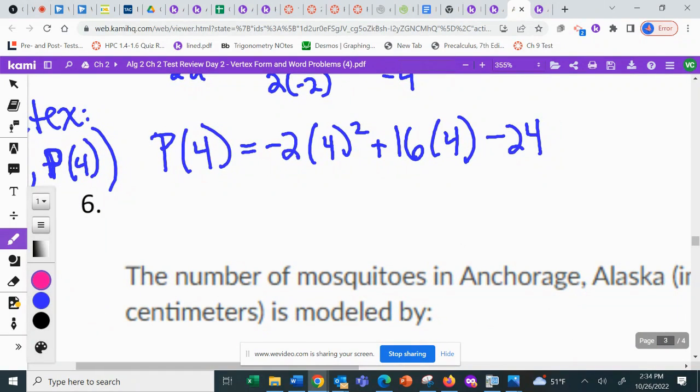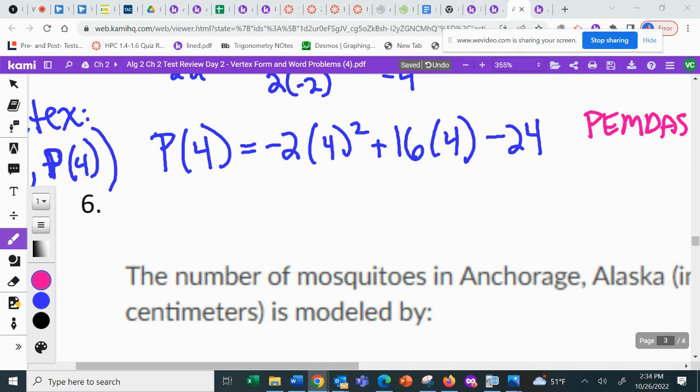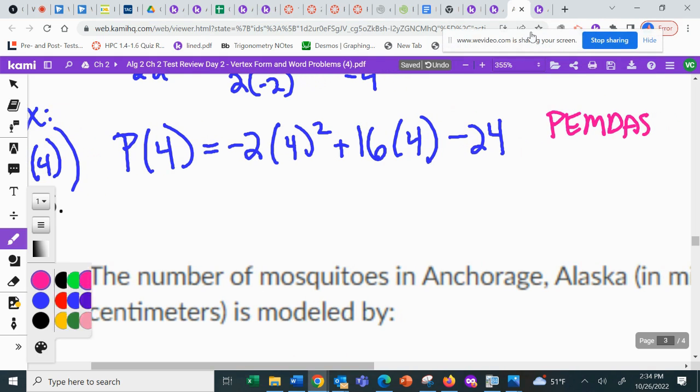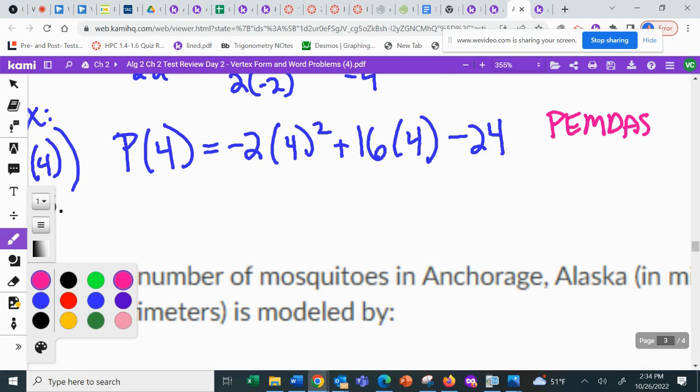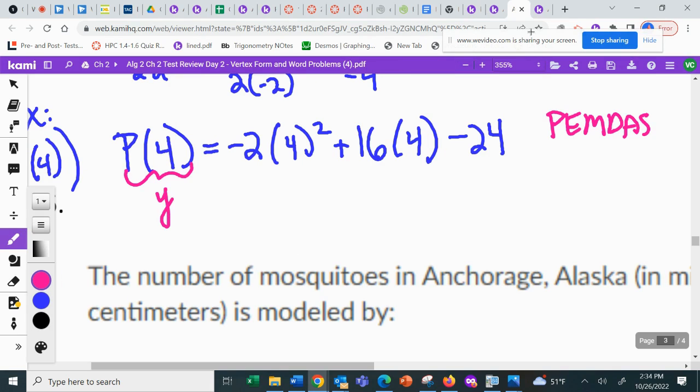Now we use order of operations, PEMDAS. On the left side, P of 4 is y. I don't have to do anything with that. Order of operations, there are no parentheses, so that one's done. Exponents, I do have an exponent. 4 squared is 16.